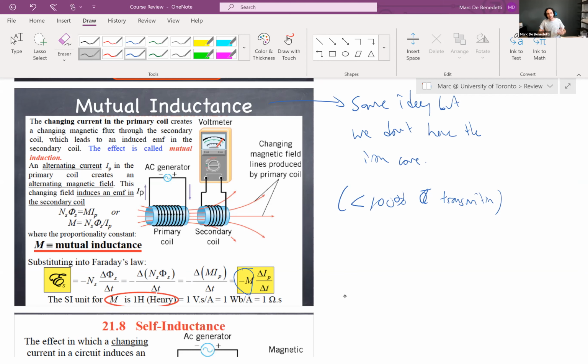So you set up an experiment and you can measure the current in this, and the current in that, and you can reverse engineer what M is using these equations. And once you have M, then you can go on and do some other math and useful things as well.